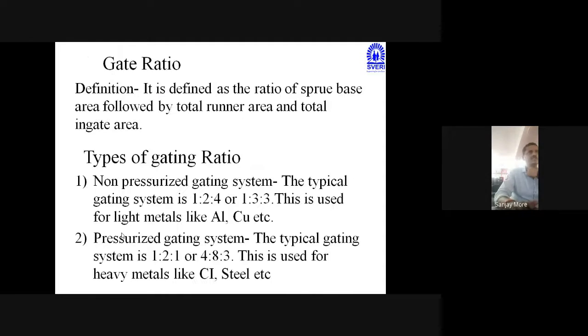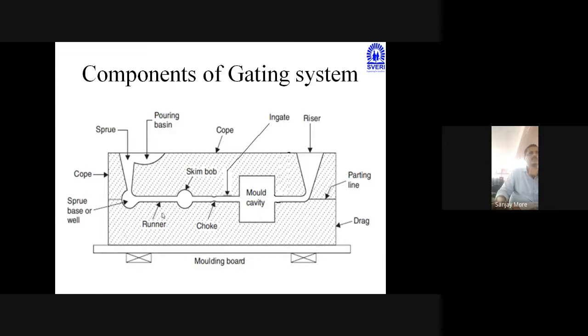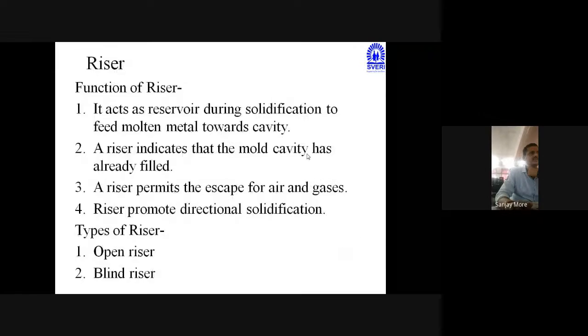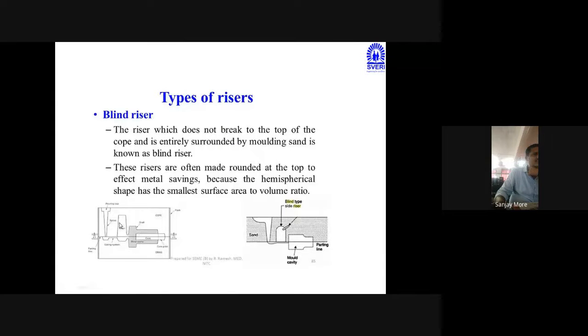Here, this will be the open riser. This will be the open riser because this riser is open to the cope, the upper molding box surface. This is an open riser and this one is a blind riser.